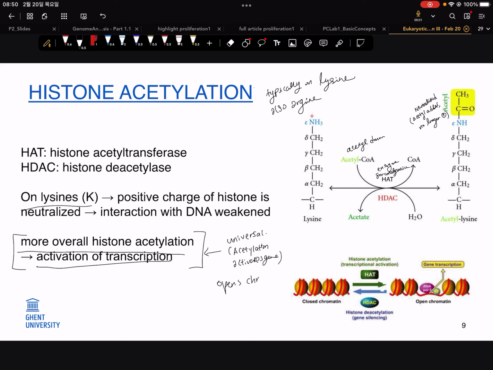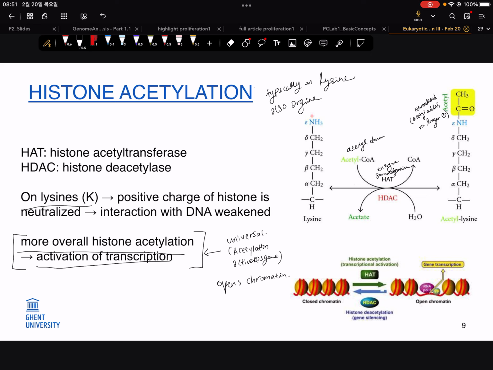So here, the closed chromatin, if you would add a histone acetyltransferase acetylating the histones, you change that state, you push it towards the open chromatin, the euchromatin state, so that genes can be activated. And the other way around, of course, also happens. To go back to the heterochromatin state, you can deacetylate the histone.